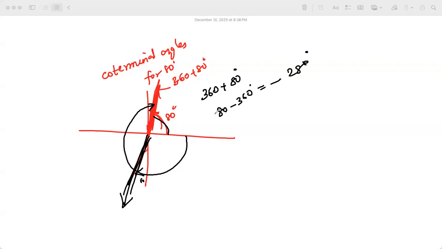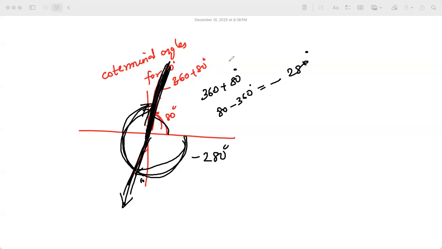Because you're going from here to reach the same terminal ray. This is your terminal ray. But you're going in the negative direction to reach your terminal ray. Does that make sense? So it will be negative 280.